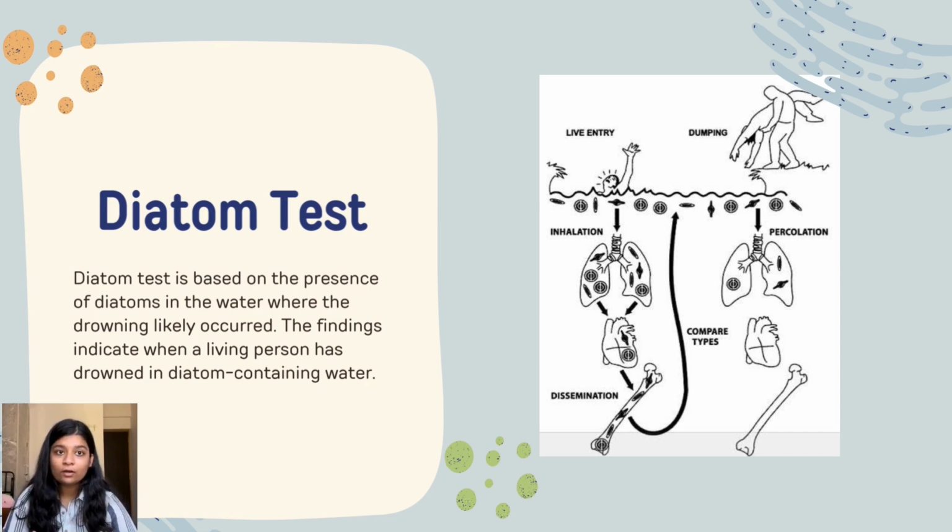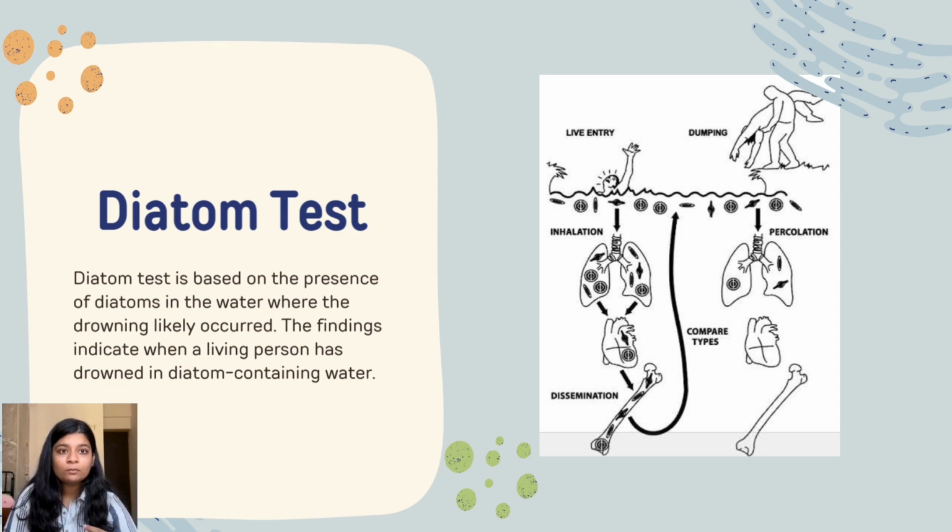So in case where the person was alive and then was found drowned in a water body, in case of post-mortem, after the post-mortem is done, we'll get to know that if the diatoms are found in the person's lungs, stomach, and the bone marrow, then it's understood that the person was alive when he was put into the water.